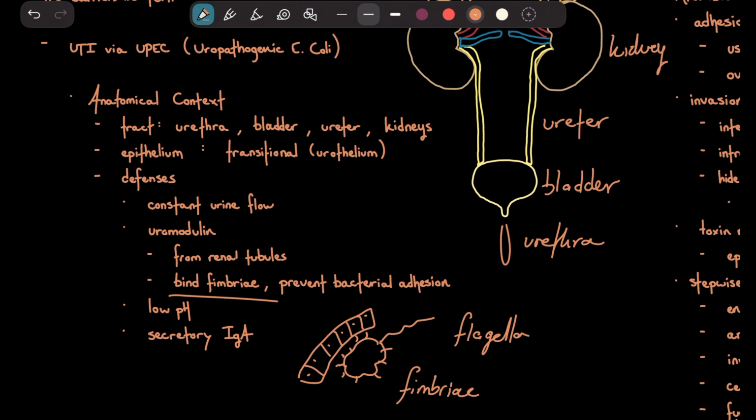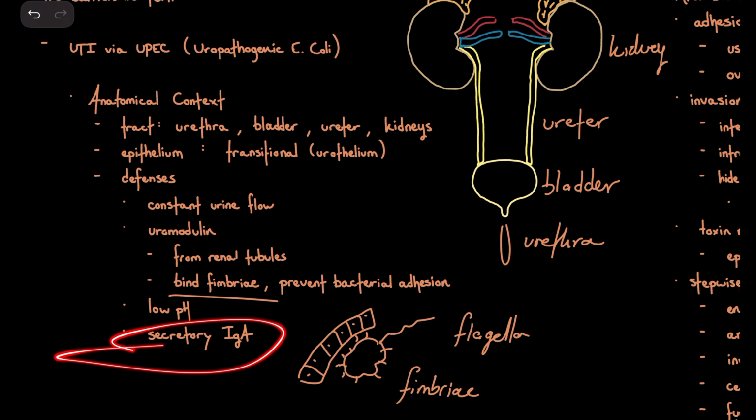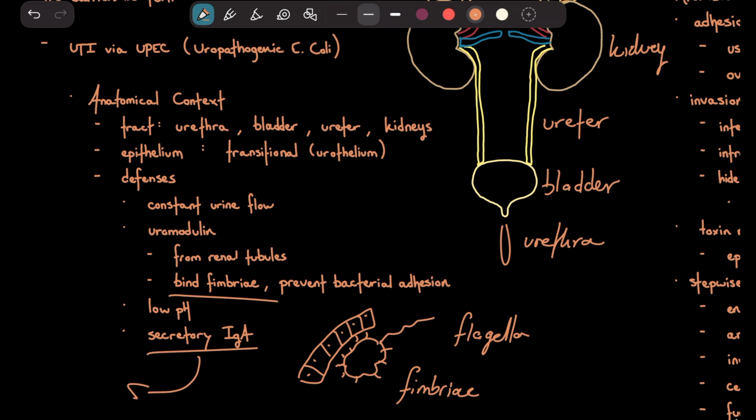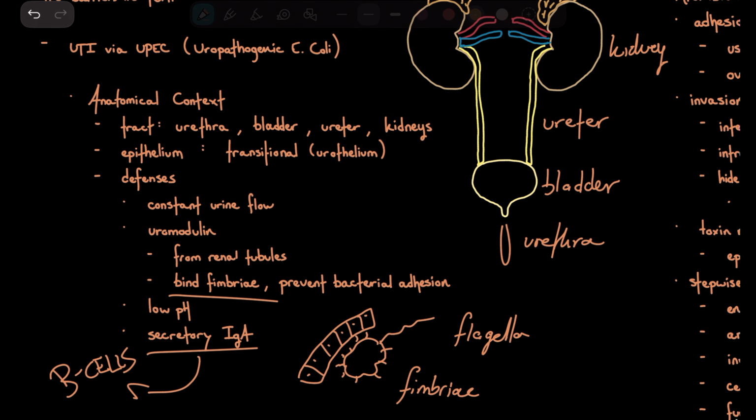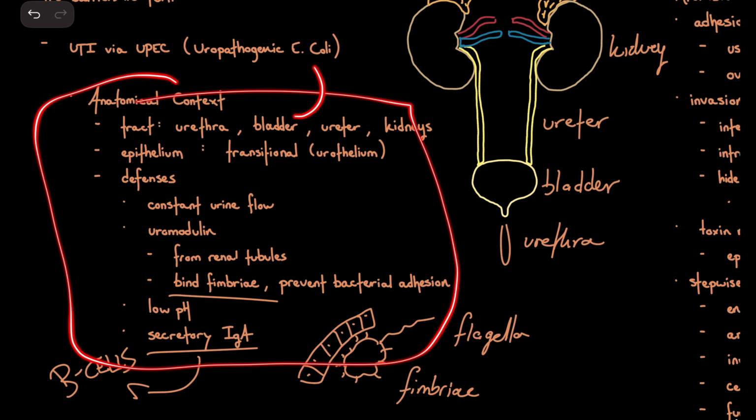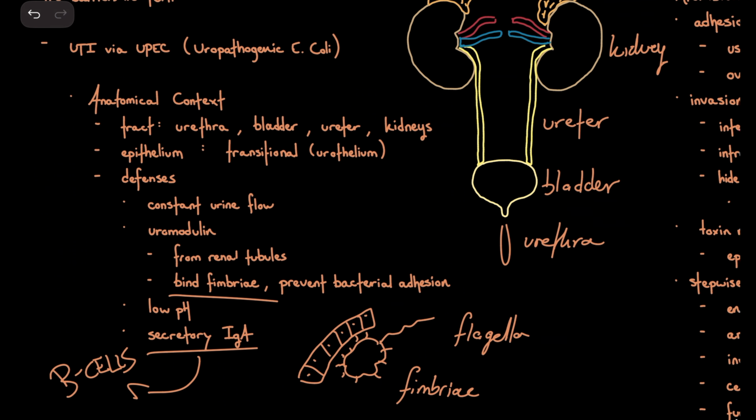We have a low pH, so our urine is rather acidic, and bacteria tend to not like that unless it is built for breaking down acid, which most aren't. We have secretory IgA, so that was that special antibody secreted by, think about it, B cells. Okay, so those are on your mucosal membranes, also hopefully preventing any adhesion. So those are the innate defenses that we have against an opportunistic pathogen such as uropathogenic E. coli.